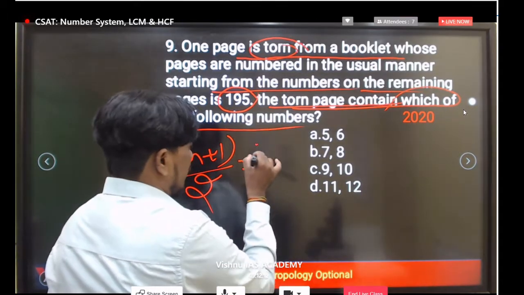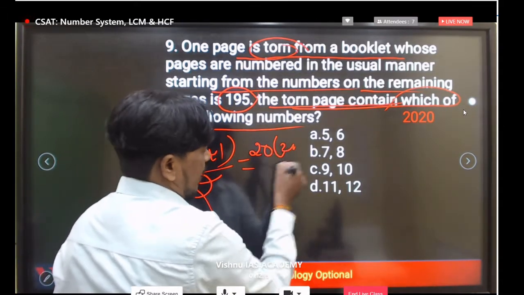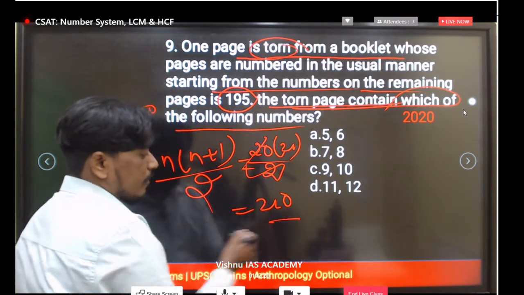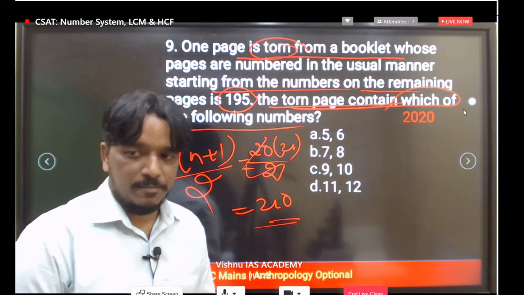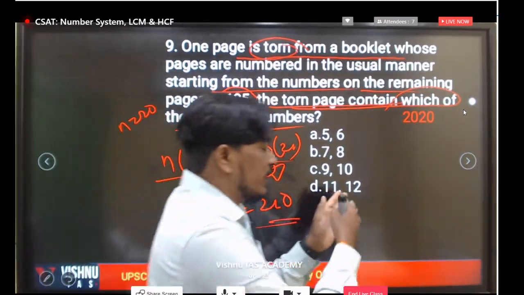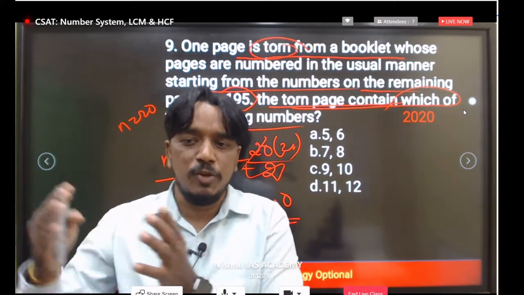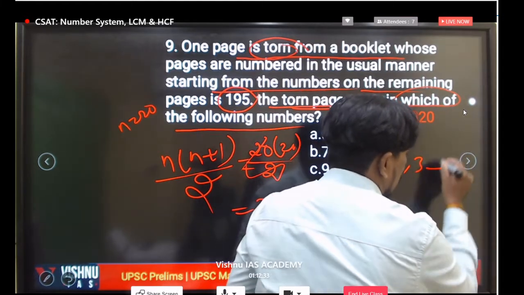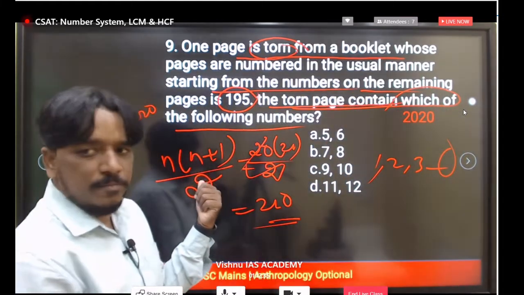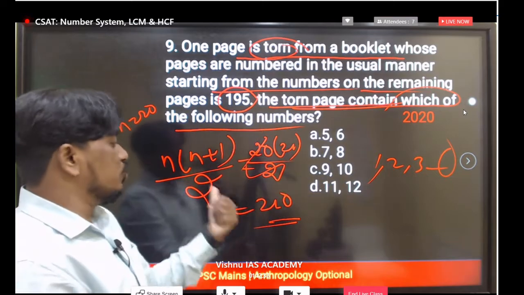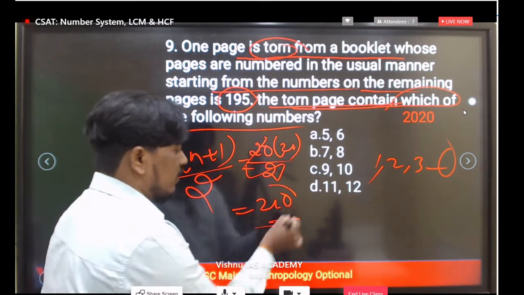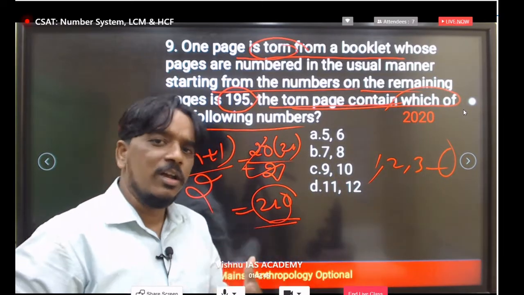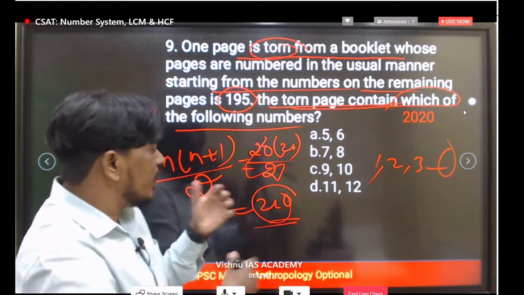So if you take 20 into 20 plus 1, that is 21, divided by 2, if you simplify here, you will get 210. Here actually we are getting 210. But obviously, whenever you take any book, the total sum of all the page numbers, 1, 2, 3 and so on, you will get equal to this one only. And which is near to 195, only 210 is there. You can go with other numbers, 21 you can take, 22 you can take, or less than 20 also you can take. But here we are going with the trial and error method.